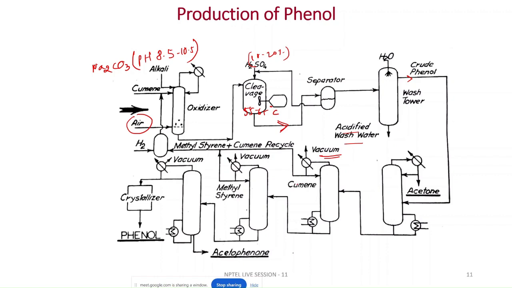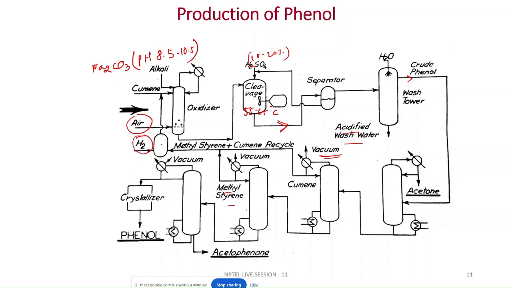So from here we are getting the cumene. Cumene is being separated and alpha methyl styrene is also separated as a top product, and some of the mixture. Okay, so cumene is being separated here in the first vacuum distillation, and the bottom product is sent to the second vacuum distillation column where methyl styrene is separated. So this recycled cumene and the methyl styrene, these two can be used further, so first it is sent to the hydrogenation process or hydrogenator.